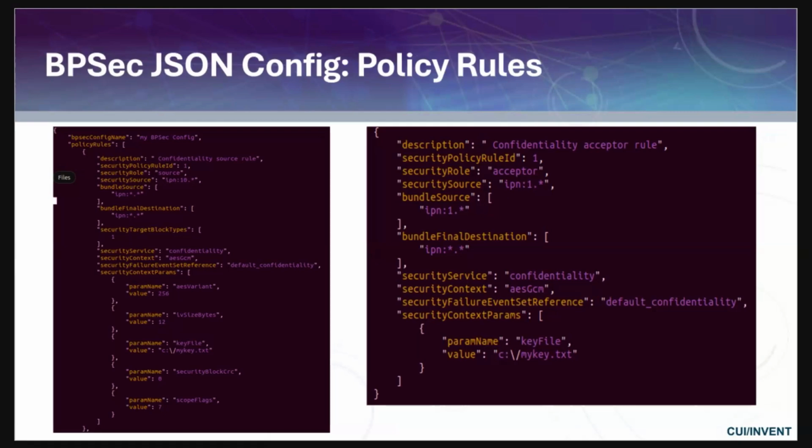So, for example, for a source node, any bundle coming from a certain source, we're going to apply a given integrity rule on a target payload, security context. So we need to add a BIB or BCB.